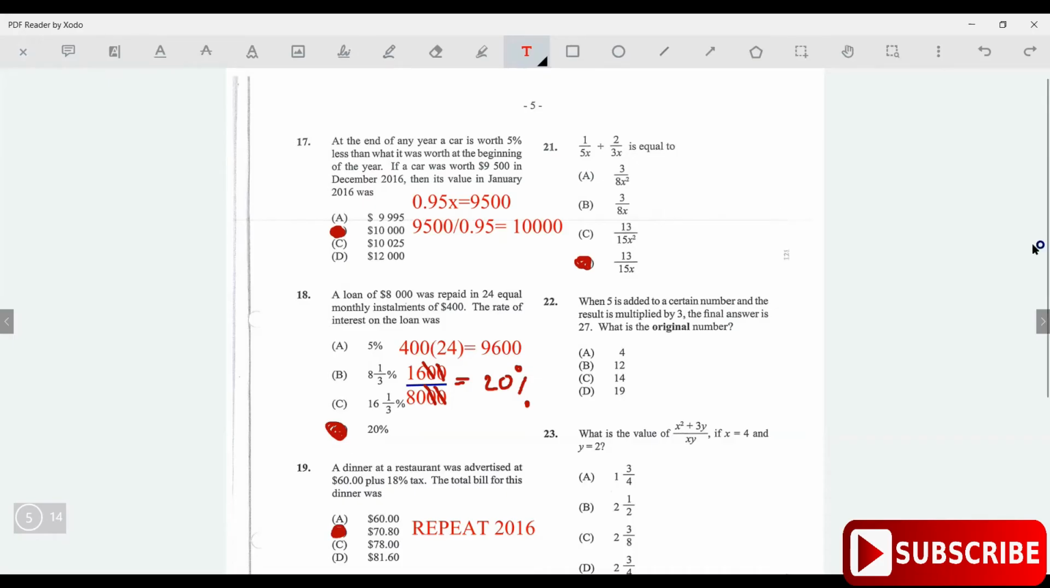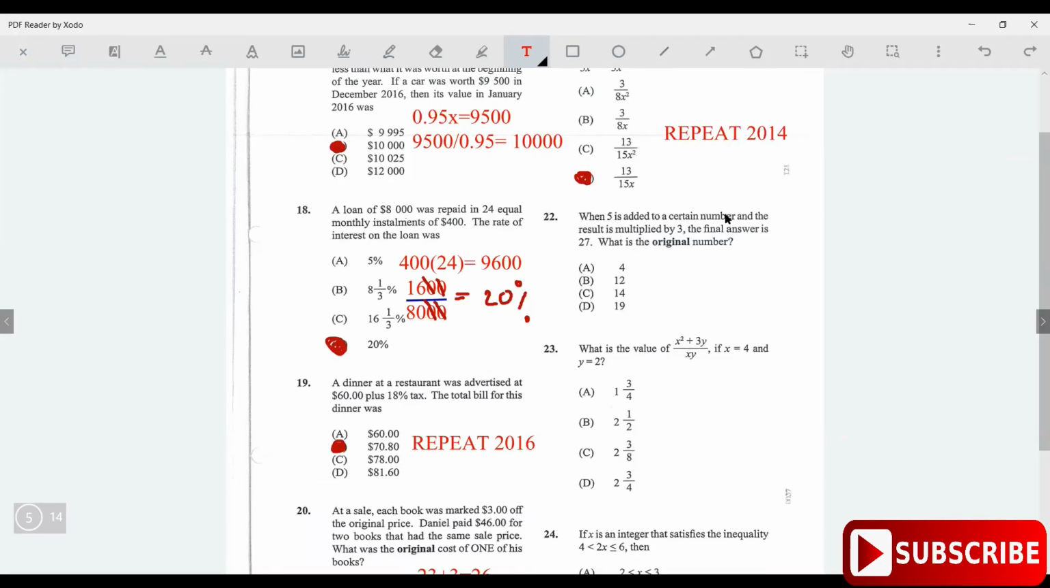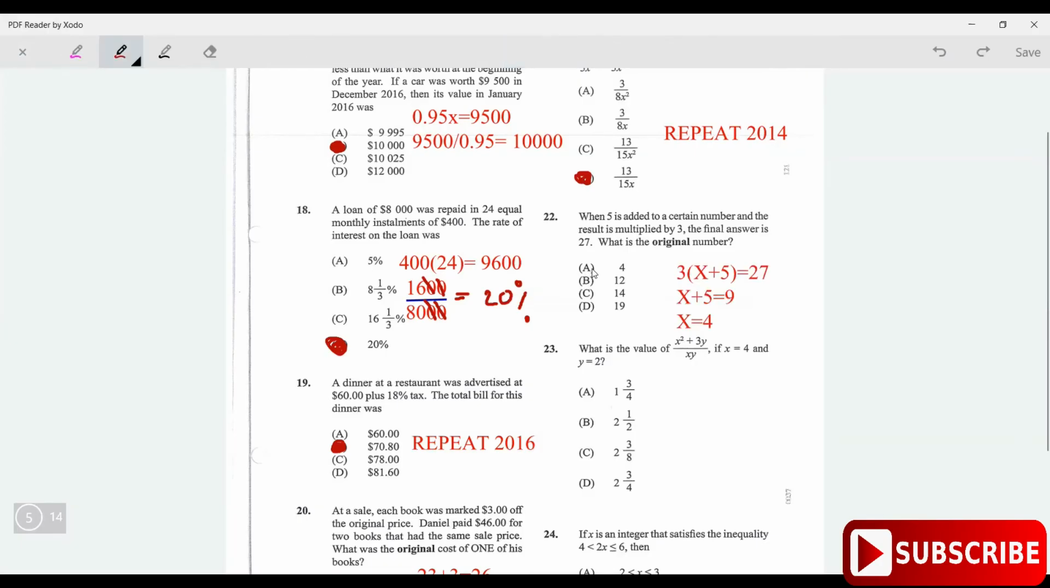All right. 22 says, when 5 is added to a number, so we had some number x plus 5, it is then multiplied by 3. So we multiply this number by 3, and the result is 27. What is x? So first, that means that x plus 5 is equal to 9 if we divide both sides by 3. So x is equal to 9 minus 5, which is 4. Easy question.